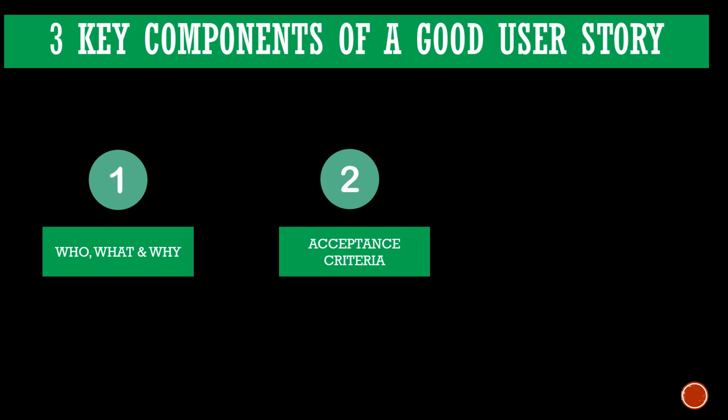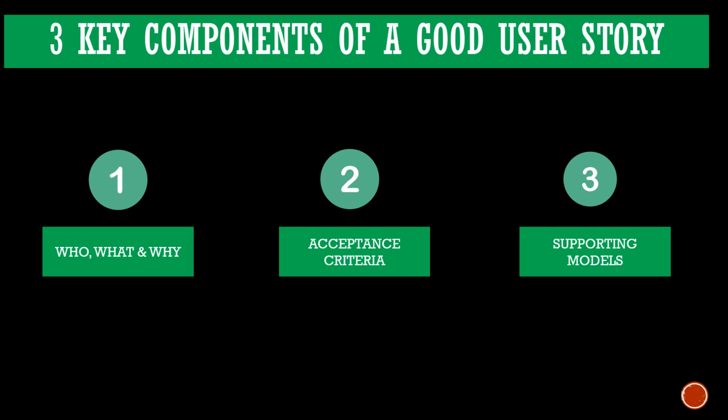The second component is the acceptance criteria. In order for a user story to be termed as delivered, the acceptance criteria needs to be satisfied. This helps the development team and also the testing team to work on their unit test cases and the QA test cases and ensures that the required functionality for a particular user story is delivered.